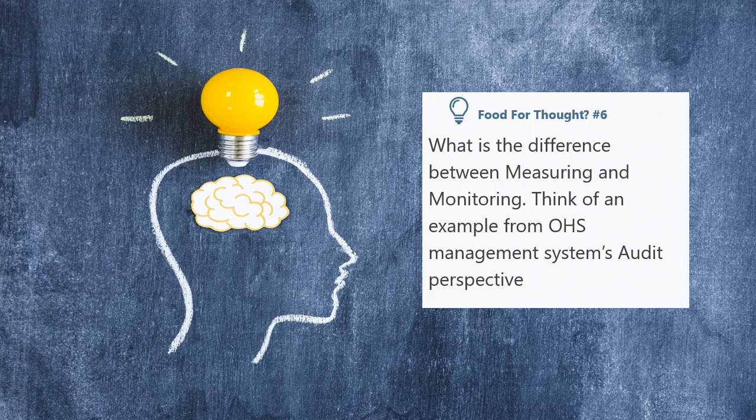Measurement could involve taking a single reading of the noise level in a particular area using a sound level meter, while monitoring would involve regularly taking noise measurements over time and tracking trends to identify any areas where noise levels are increasing. If the monitoring data indicates that noise levels are increasing in a particular area, this could trigger an investigation to identify the source of the noise and take steps to mitigate the risk to employees. By using both measuring and monitoring in this way, an OHS management system can help to ensure a safe and healthy work environment for employees.